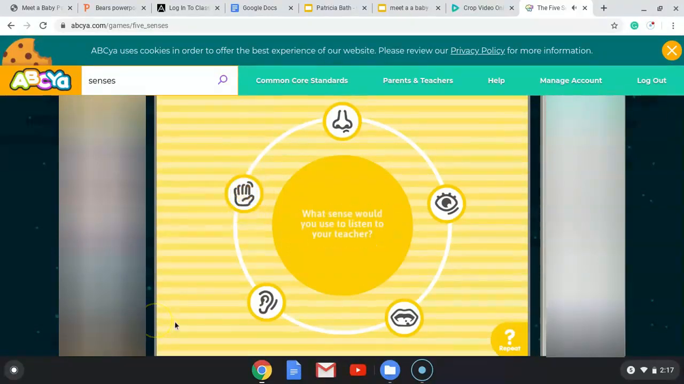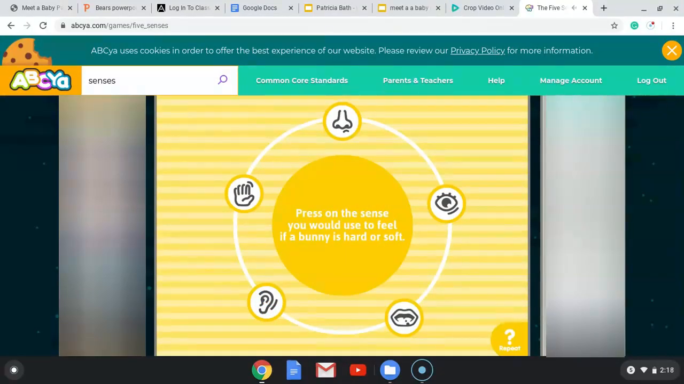Awesome! What sense would you use to listen to your teacher? To listen. I use my ears to listen. That would be sense of hearing right here. Nice one! Press on the sense you would use to feel if a bunny is hard or soft.